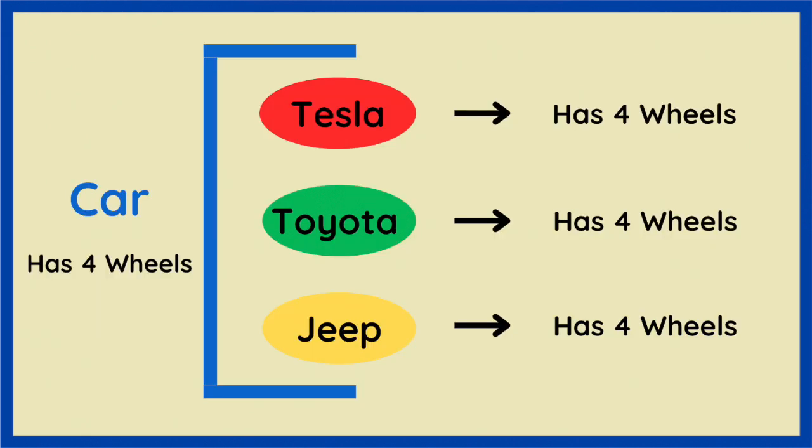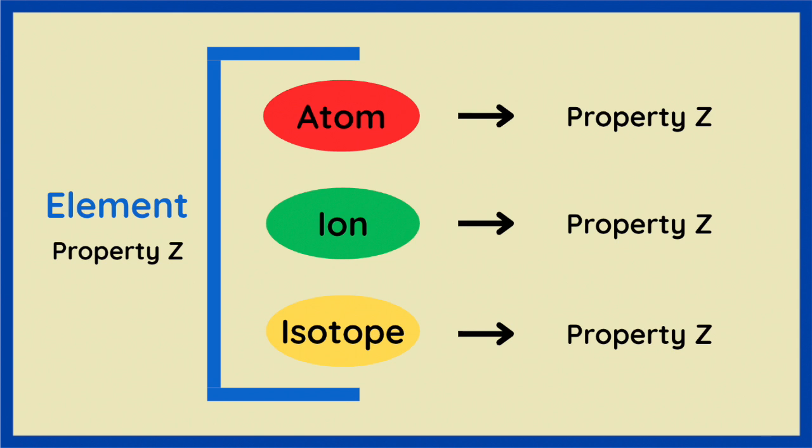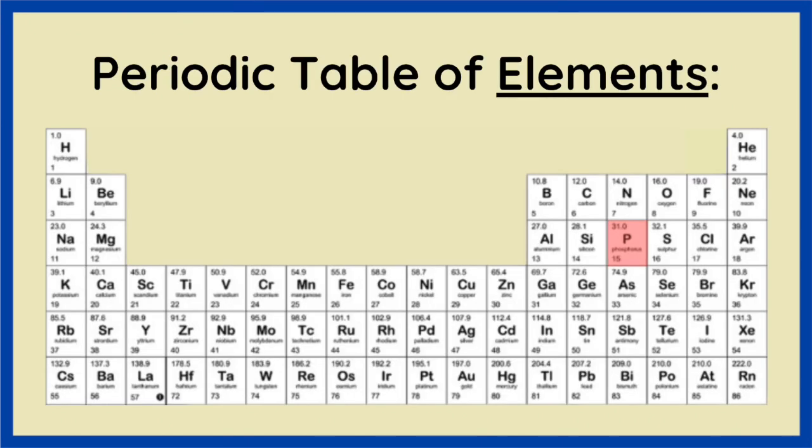If I told you that a car has four wheels, that would by definition mean that all three of these brands also have four wheels because they each belong to the category of car. Similarly, whatever property belongs to the element therefore applies to all types of that element. Now, whenever we talk about elements, we're referring to the periodic table of elements, such as beryllium, sulfur, and sodium.